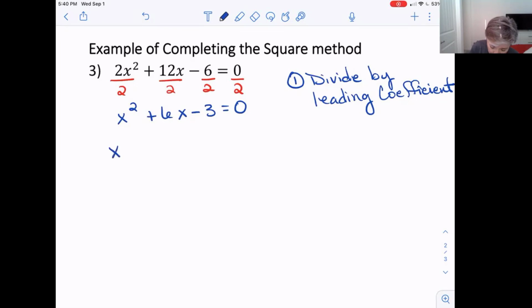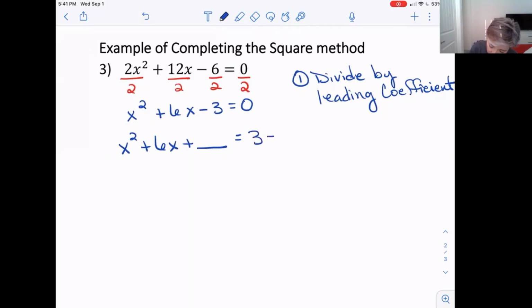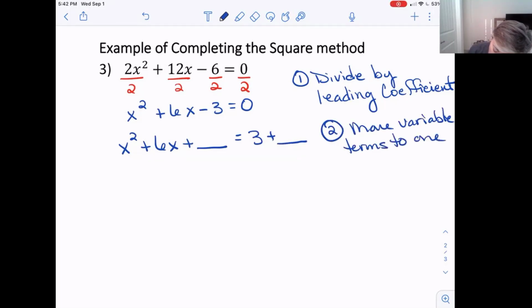Then we're going to keep all the terms that have variables on one side. I want you to put plus blank here. And we're going to move that constant of -3 and make it a +3 to the other side and put a plus blank there. So step 2, move variable terms to one side and constant to the other.